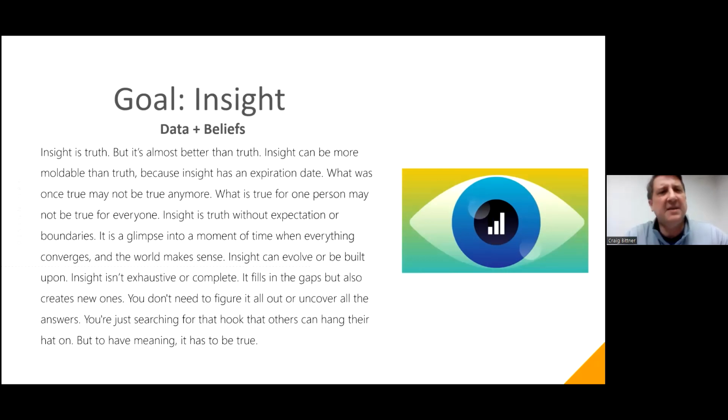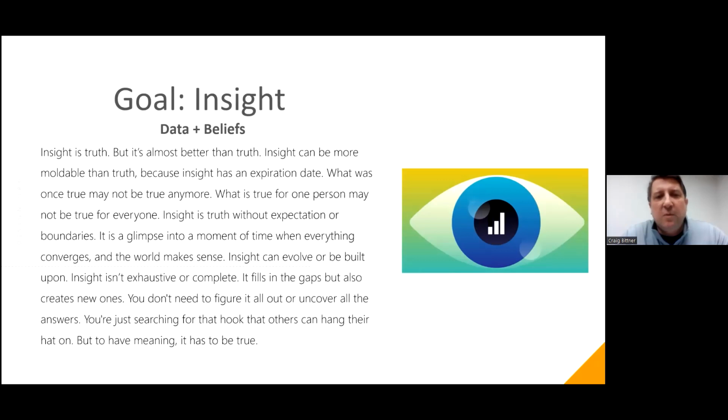I have this definition that I'm working through on what insight is, and it's kind of a combination of data plus beliefs. I word it this way: insight is truth, but it's almost better than truth. Insight can be more moldable than truth, because insight has an expiration date. What was once true may not be true anymore. What is true for one person may not be true for everyone. Insight is truth without expectation or boundaries.